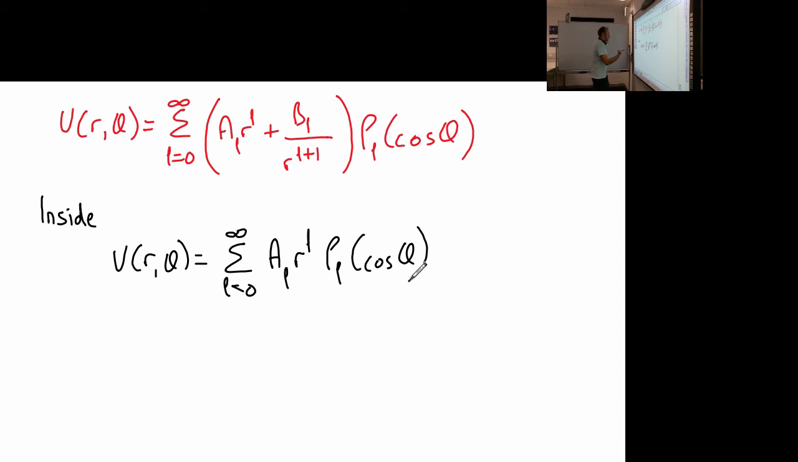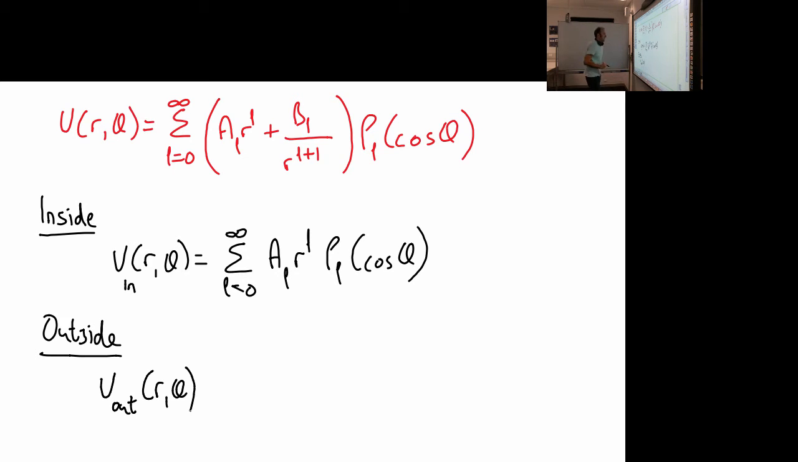What about outside? Okay, well, for outside, what we see is that A must equal 0. Otherwise, the potential would not go to 0 at infinity. Now, however, we do have a contribution to the potential from the electric field presence, or the potential due to the exciting field. Okay, so that is in.